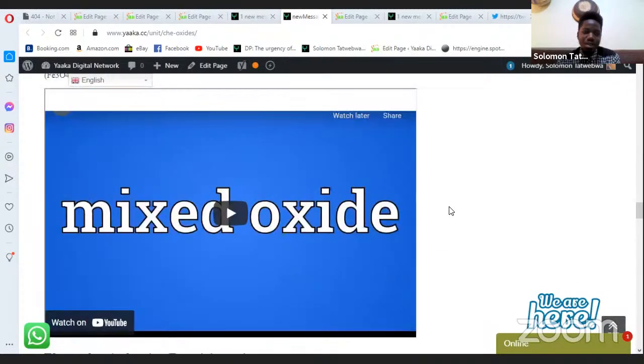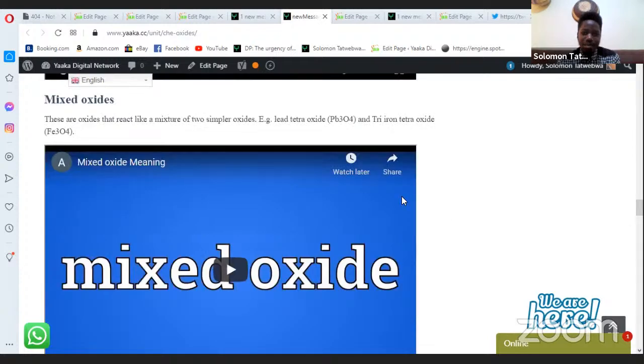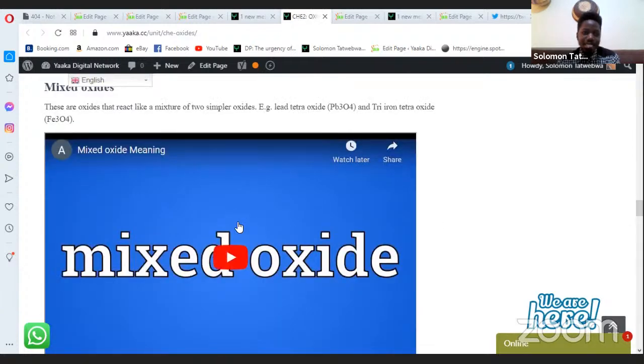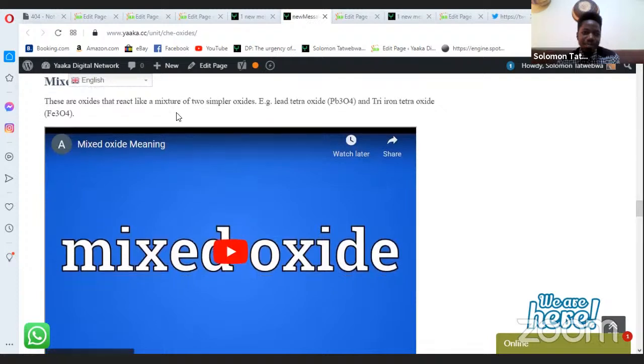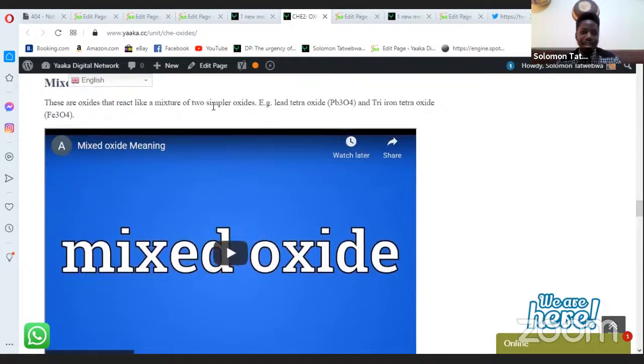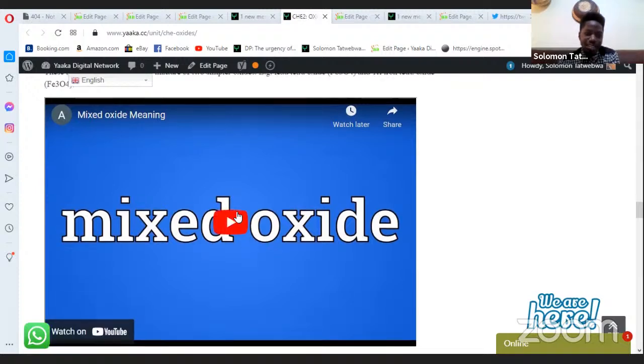Okay. The last type of oxide we can look at is the mixed oxides. And these are oxides that react like a mixture of two simpler oxides. For example, lead tetraoxide and iron tetraoxide. Those are sort of complex oxides, or mixed oxides. They react like they are two different entities. Let's see if they have given us any reactions here that we can use as an example.